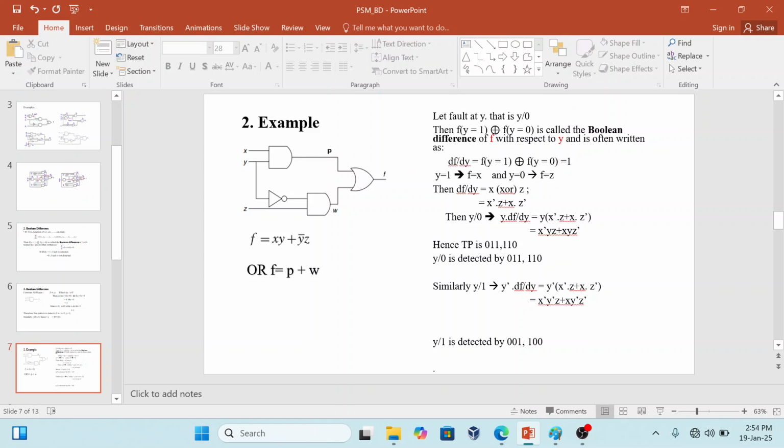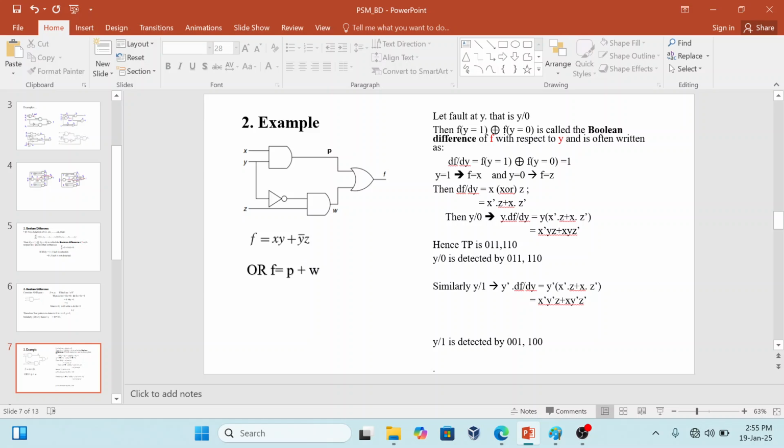So I will find out the Boolean difference by substituting y is equal to 1 and y is equal to 0 and performing the XOR operation of those two. So df by dy, I will write the equation as substituting y is equal to 1 XOR with substituting y is equal to 0. So for a given expression f is equal to xy plus y bar z, substitute y is equal to 1, I will get f is equal to x. Here y is equal to 1, so y bar is 0, this term will go to 0. So I have f is equal to x.